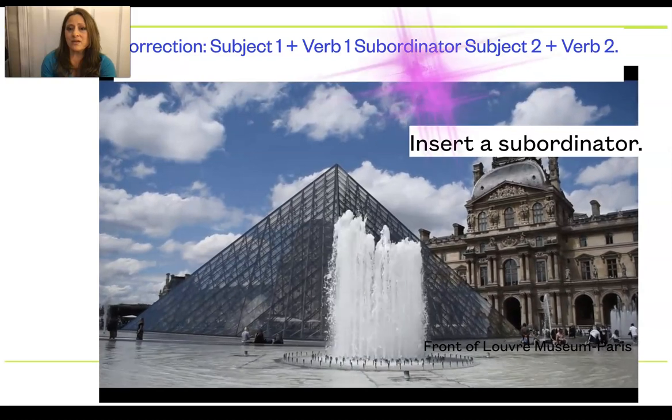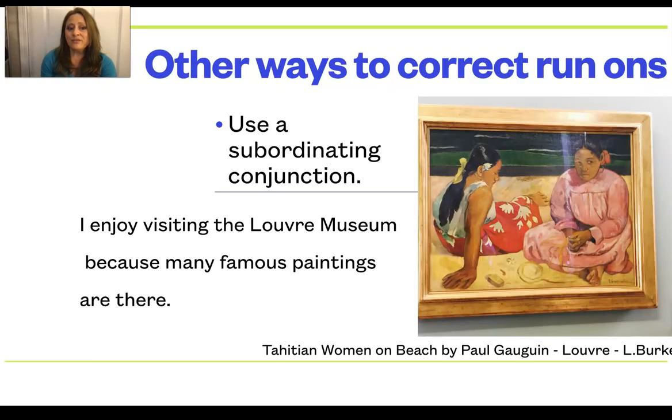So this is what I mean. And let me give you an example. I enjoy visiting the Louvre because many famous paintings are there. So because is the subordinator. And we have other subordinators that are very common, like although and because.